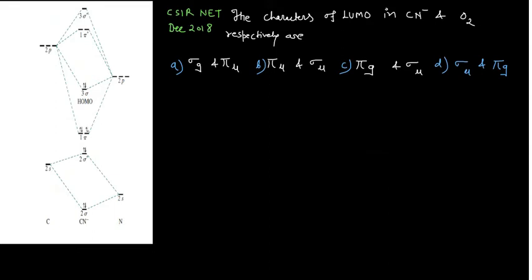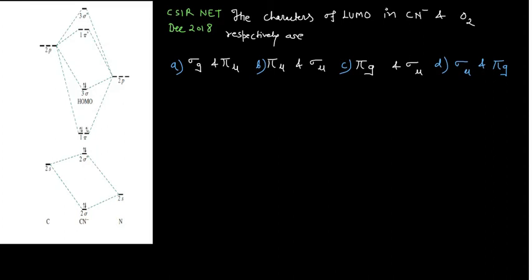Okay, now see guys, I have moved from homonuclear diatomic molecules to heteronuclear diatomic molecules. In heteronuclear diatomic molecules, gerade or ungerade would not be there, but this problem is quite different from that problem, and it has been asked in the CSIR NET 2018 examination. The characters of the LUMO in cyanide and O2 respectively are, so these 4 combinations are there. For this you have to have an idea about the HOMO and the LUMO.